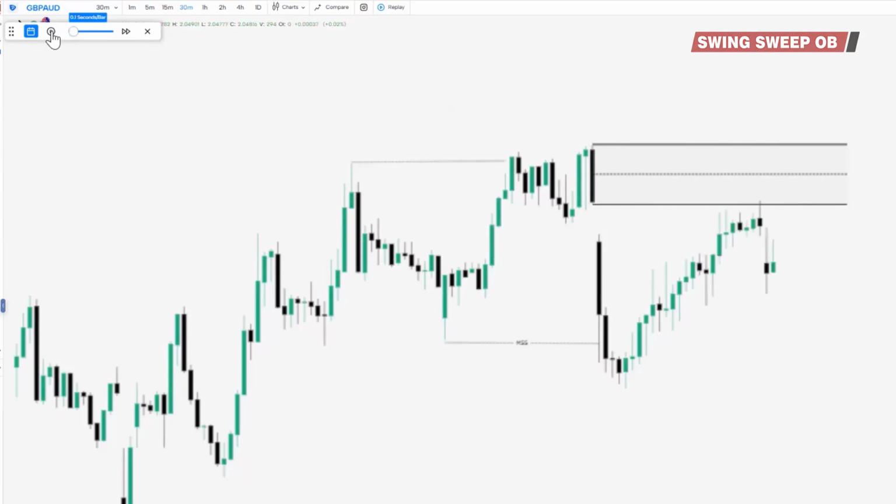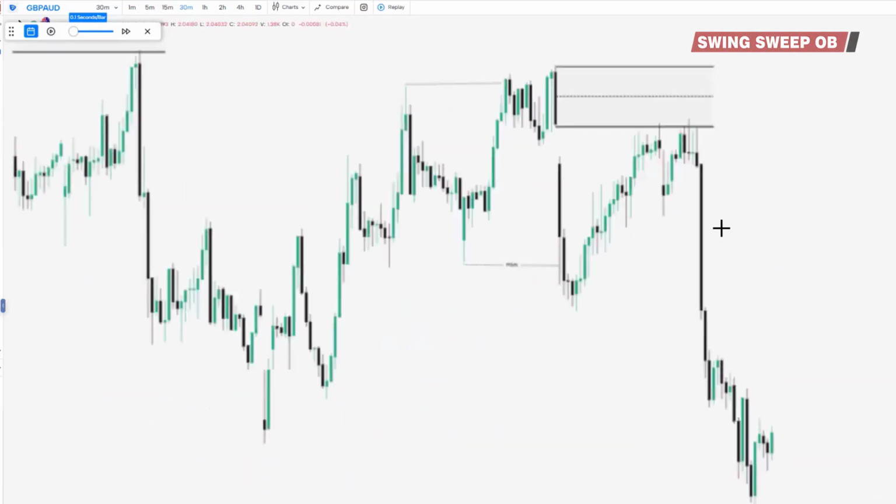Now playing price forward, see, price came back, retested the level, and now we have the drop. So this is a perfect one, and this particular one was part of the concept I explained last weekend. The one I'm explaining right now is very similar to the range created order block, which I'm going to explain next.